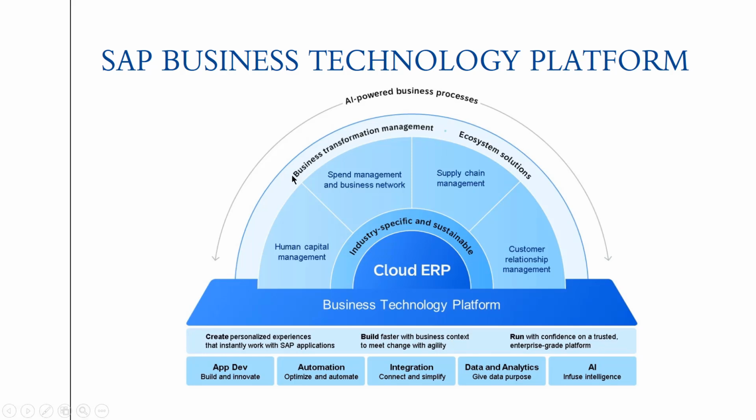cloud. The ultimate aim is to transform the existing business, so it is called business transformation management. You can manage the transformation very easily with the help of this business technology platform. That's why the second layer of the image denotes business transformation management, ecosystem solutions: whatever solutions SAP has right now can be migrated or transformed to the next generation, the digital era.